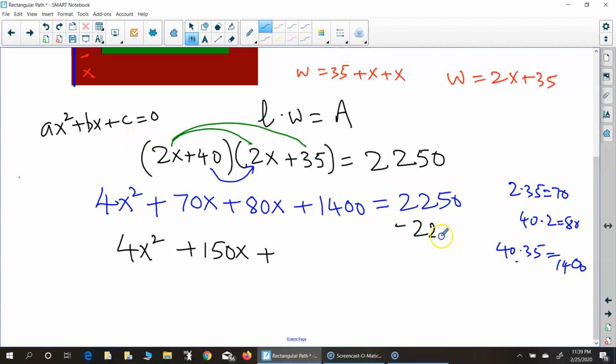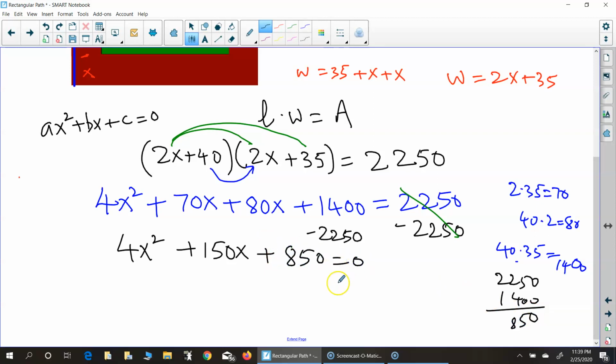I can subtract 2250 on the right hand side. So do the same thing on the left hand side also. So on subtracting that, this got cancelled on the right hand side. Now 1400 minus 2250 gives you how much? It is 850 here. 2250 minus 1400, that is 0, 5 and 8. 850, that is equal to 0.